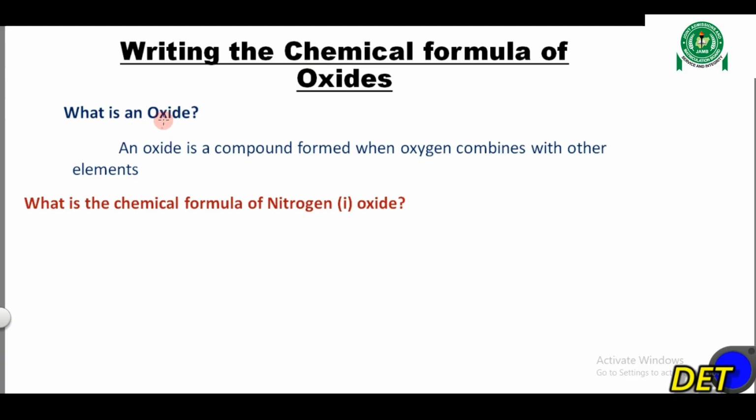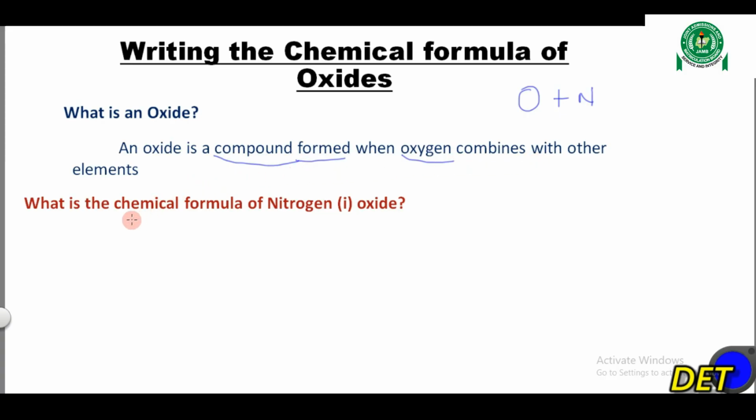If you are asked what is an oxide? An oxide is a compound formed when oxygen combines with other elements, right? So when oxygen combines with nitrogen, it forms an oxide of nitrogen, right? If I ask you what is an oxide, you simply tell me that an oxide is a compound formed when oxygen combines with other elements, right?